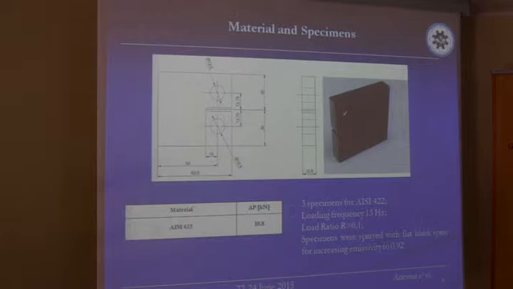In our work, we tested 3 specimens of AISI 422. The load frequency was 13 Hz, the load ratio 0.1, and the load amplitude was 10.8 kilonewton. The specimens were sprayed with flat black spray to increase the emissivity of the surface.